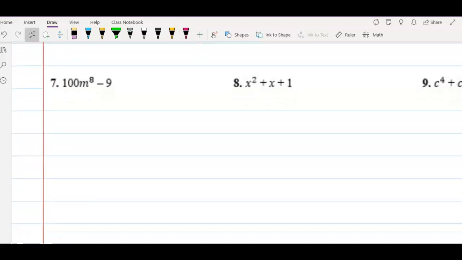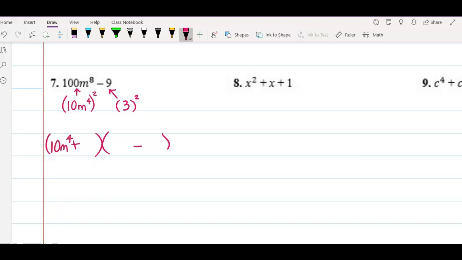Number 7 is tricky because 100 and 9 don't have anything in common. And at first glance, you might not realize that this is 10m to the 4th squared. And 9 is 3 squared. That's a little easier to see. So using my difference of squares formula, one's a positive, one's a negative, I drop my first, the square root of the first term, 10m to the 4th. That's my first term in each binomial, and 3 is my second term.